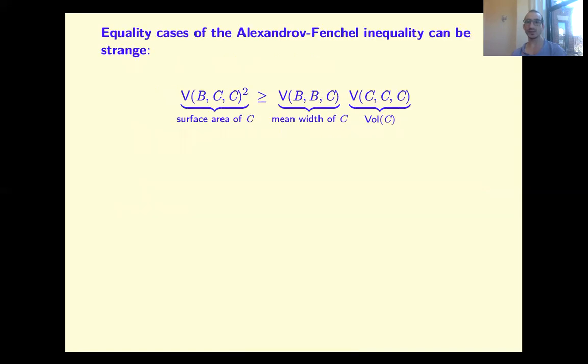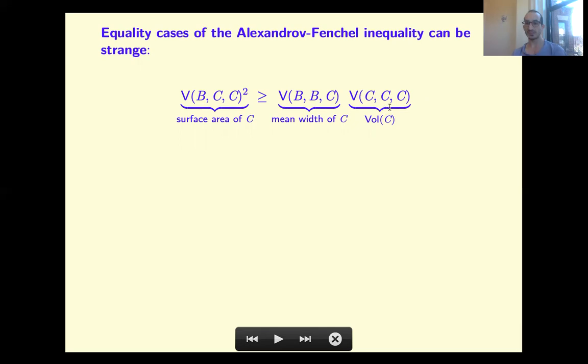But the equality cases of the Alexandrov-Fenchel inequality can be quite strange, unlike the one for the isoperimetric inequality. So here's a very basic one, which is perhaps a bit more complicated. Maybe you can think of it as the next one after the isoperimetric inequality. My reference body here is C, any convex body, and here I have B and C. So I have the mixed volumes of BCC, BBC and CCC, which is exactly the form of the Alexandrov-Fenchel inequality.